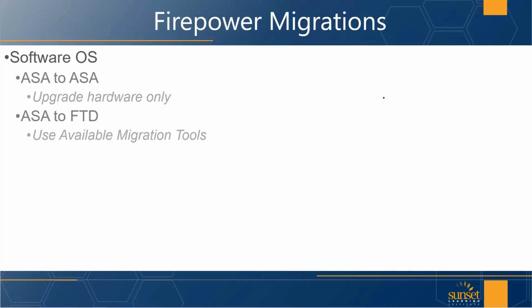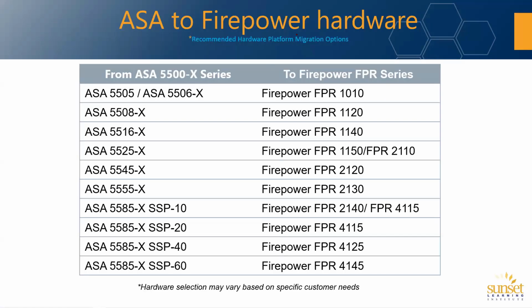And migrations, again, a couple migrations, we can do ASA to ASA. That's fine. We're used to doing that. That's upgrade hardware only. Or then we can do ASA to FTD, and we have tools to help you go from the ASA configuration to the FTD configuration. Throwing this one in here is just kind of showing you the migration path, okay? So FTDs are the way of the future, and here's kind of, if you're running these versions, here's what version you should look at of the FTD.